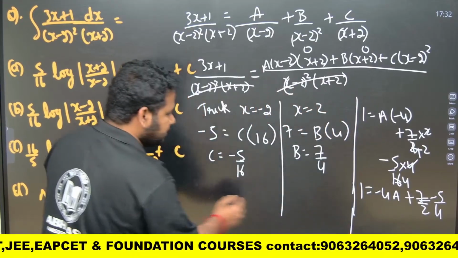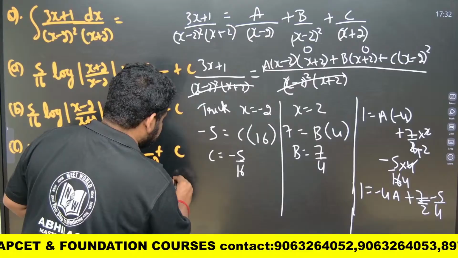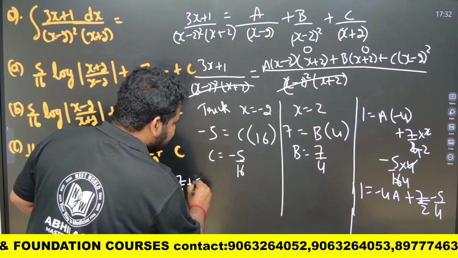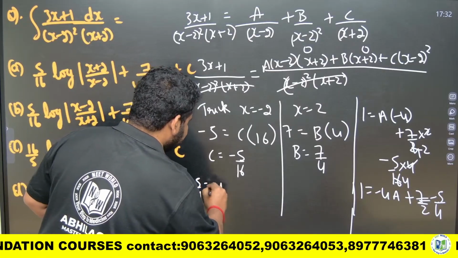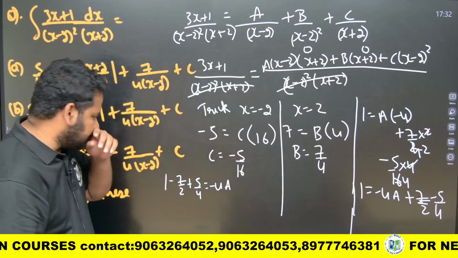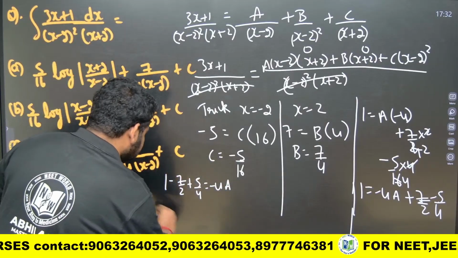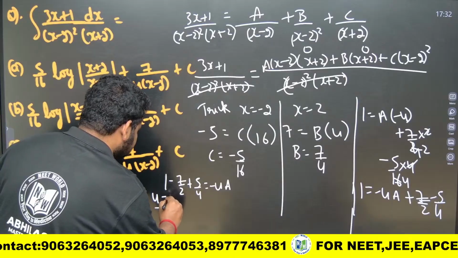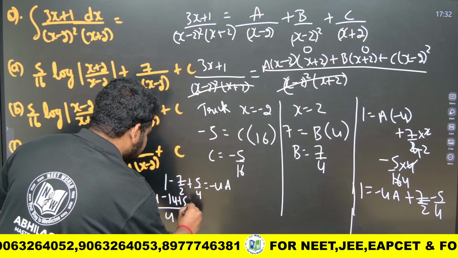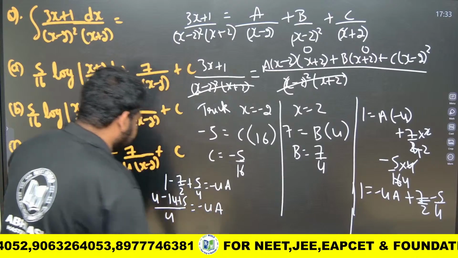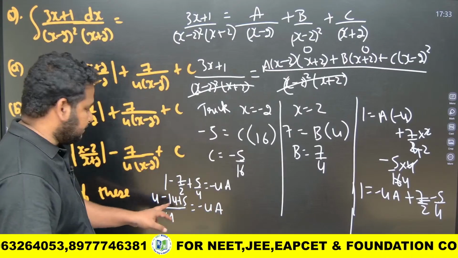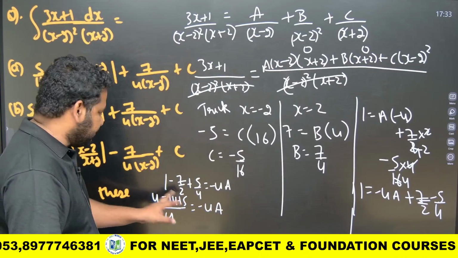Let me write it here. If I bring it this side, it will become 1 minus 7 by 2 plus 5 by 4 is equal to minus 4a. Now if LCM is 4, this will become 4. This will be 2 7s are 14 plus 5. Okay, this will be minus 4a. 5 plus 4 is not 19, sorry, it is 9.